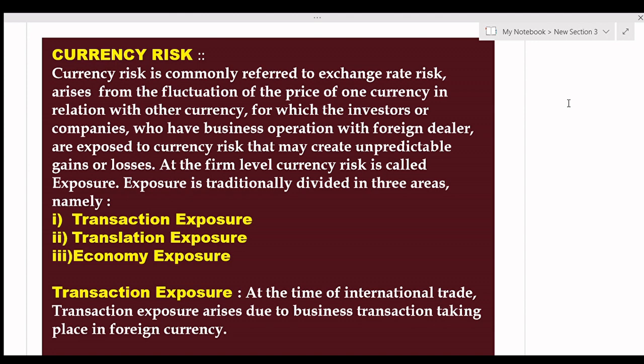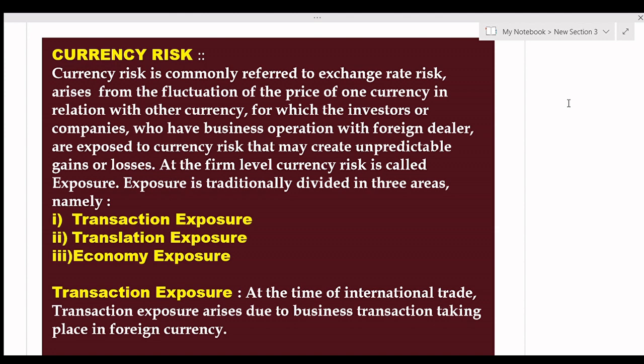Last day I discussed Nostro, Vostro and Loro accounts, causes of fall in INR, interest rate parity and relative purchasing power parity. Today I will discuss currency risks, introduction of derivatives and underlying asset. Now come currency risks.